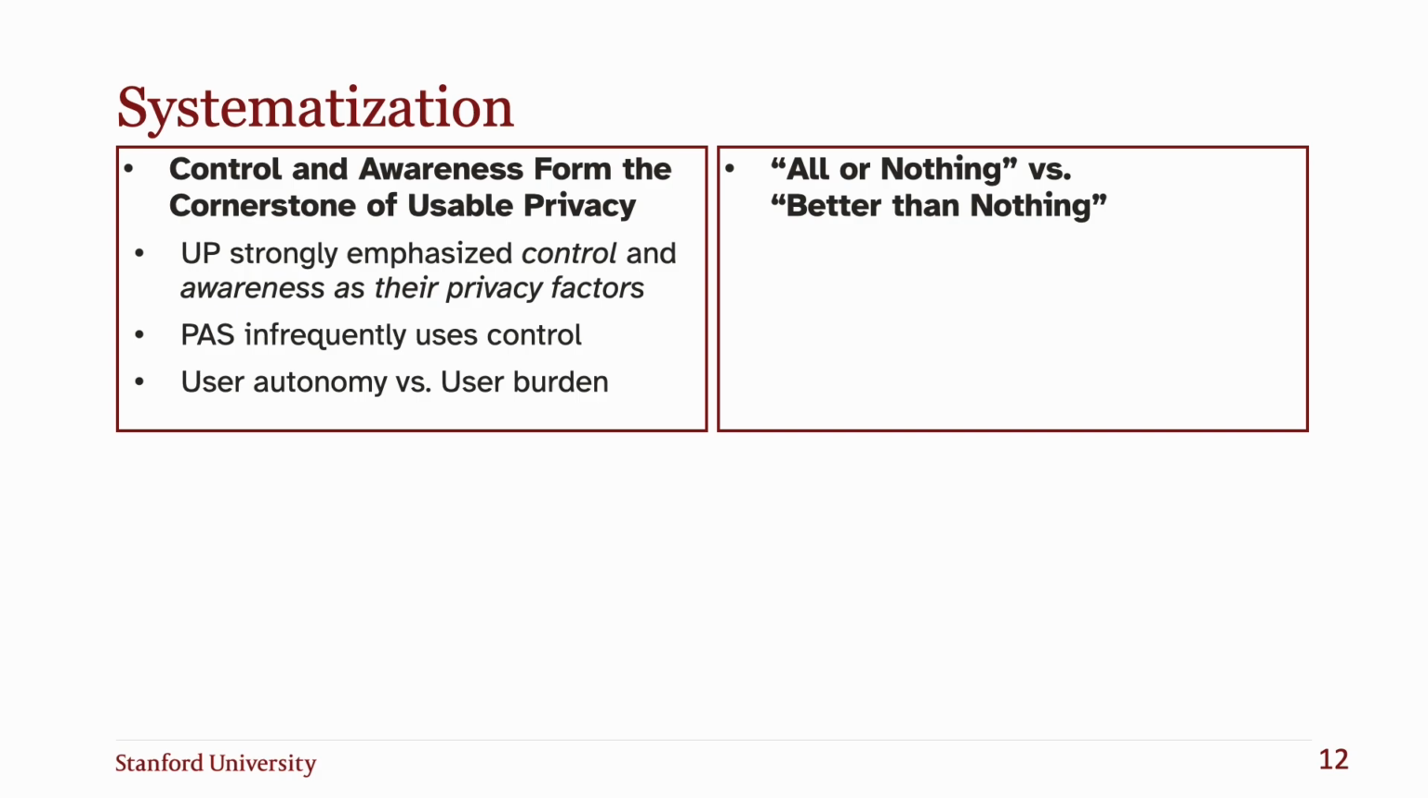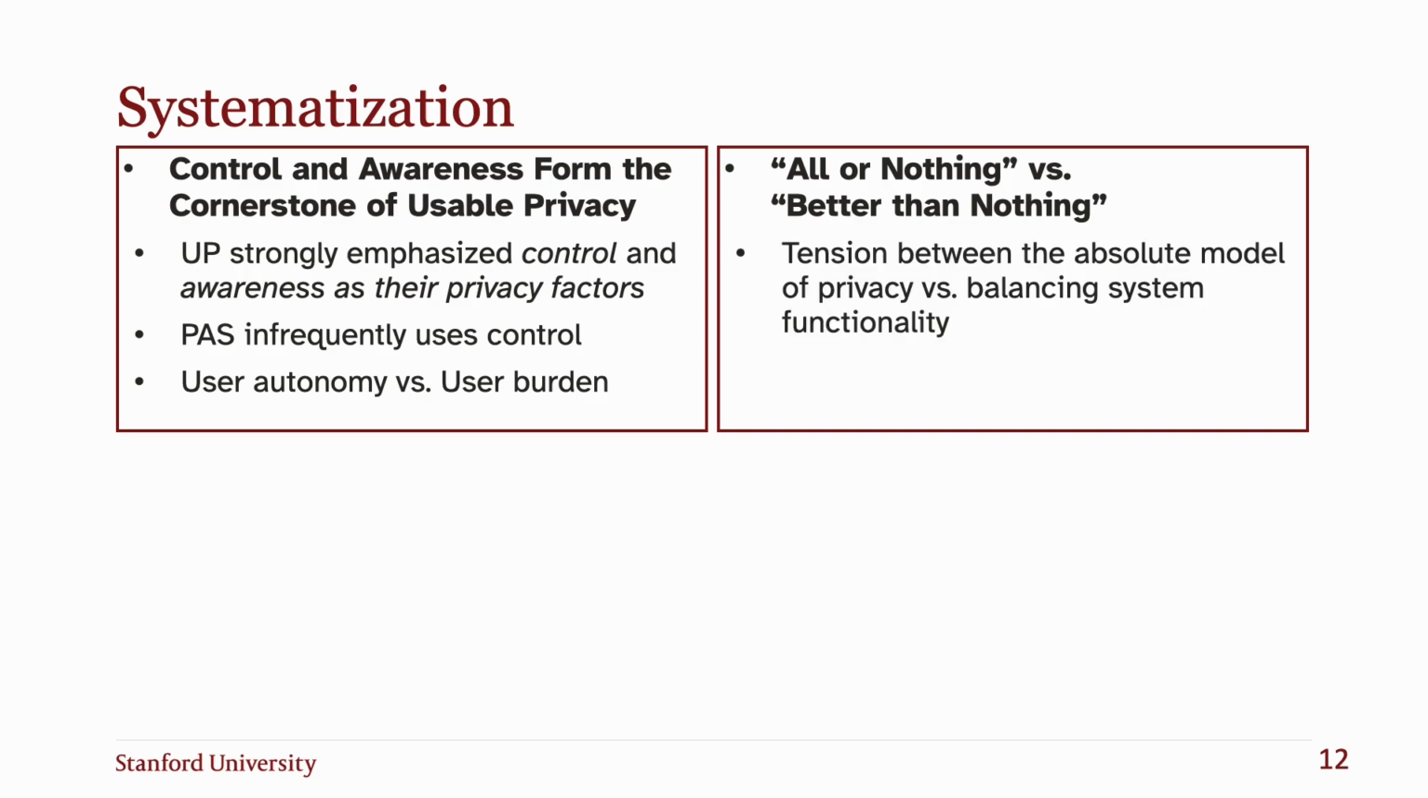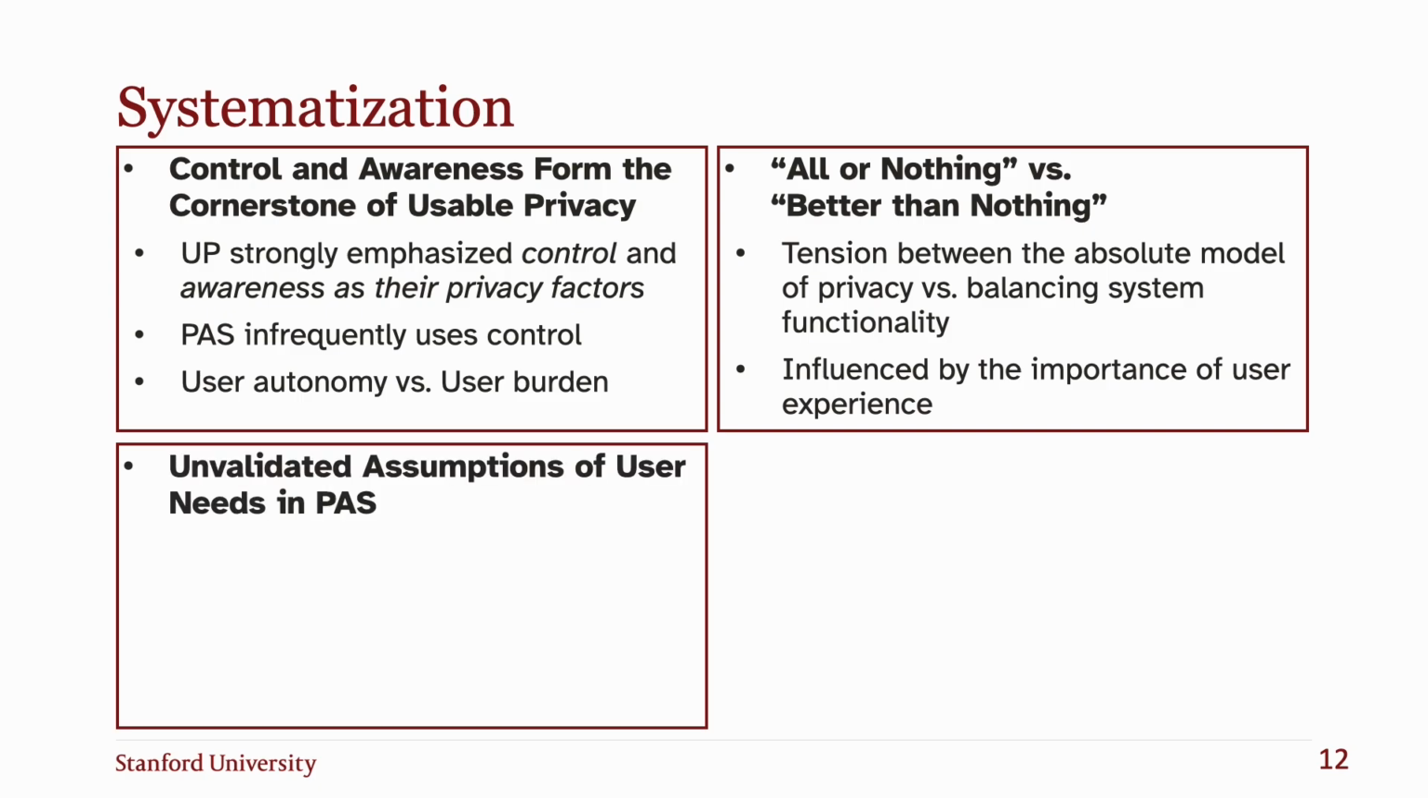Second, we observed a thematic divide between what we call all or nothing and better than nothing approaches. The underlying friction here is between formal guarantees and pragmatic usability, which is heavily influenced by the importance of user experience. Third, we found that many privacy-aware sensing contributions often make unvalidated assumptions about user needs.